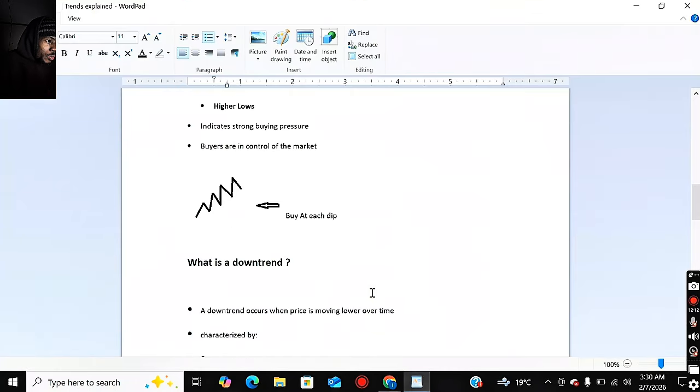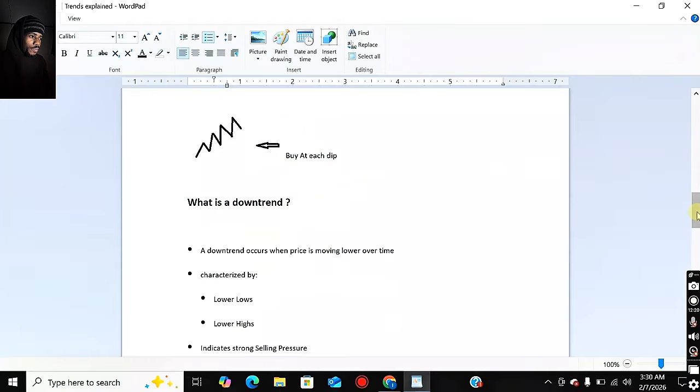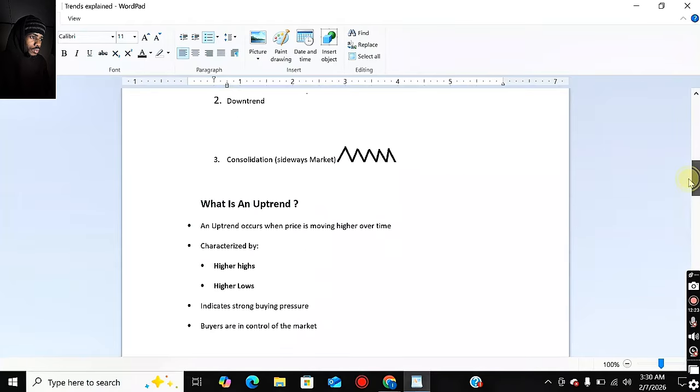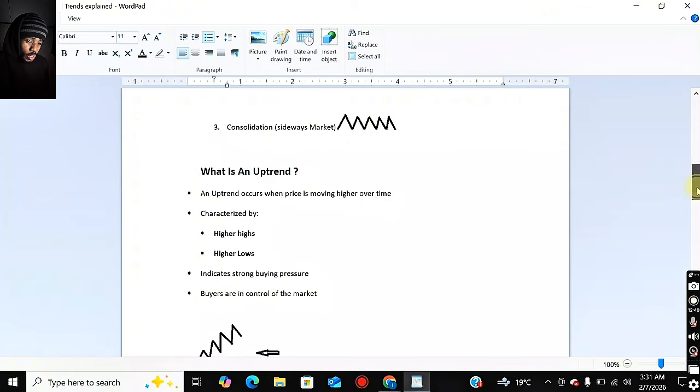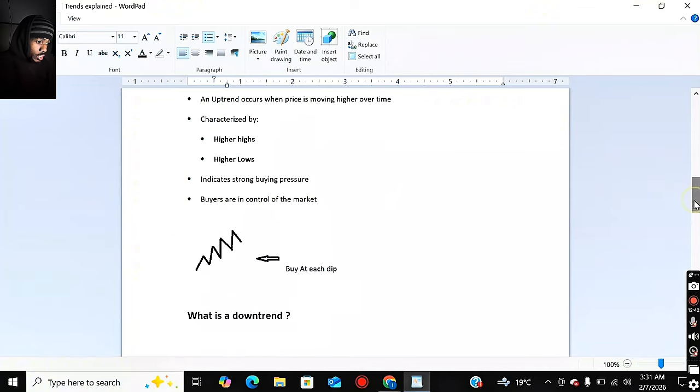Consolidation, we get the uptrend, we get the downtrend, we know what higher highs is, you know what higher lows is. So basically I can just read through it, just so y'all can see. So what is an uptrend? An uptrend occurs when price is moving higher over time, characterized by higher highs, higher lows. Indicates strong buying pressure. Buyers are in control of the market. That's what is happening when it's an uptrend. And like I say, this is how it looks.